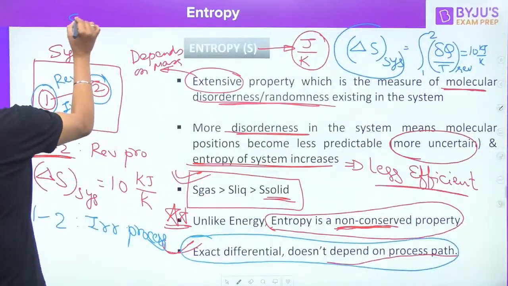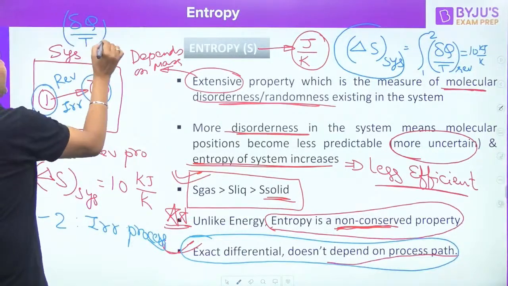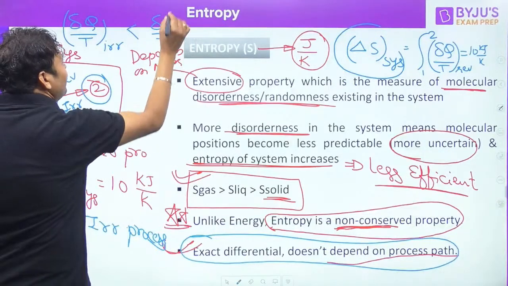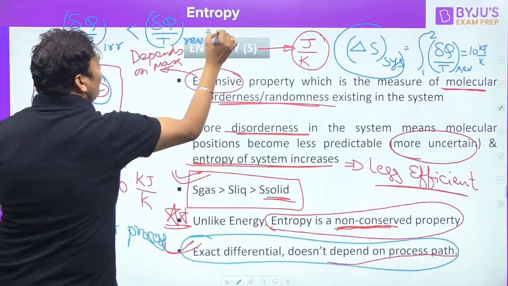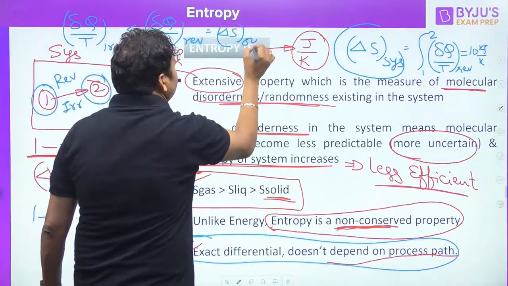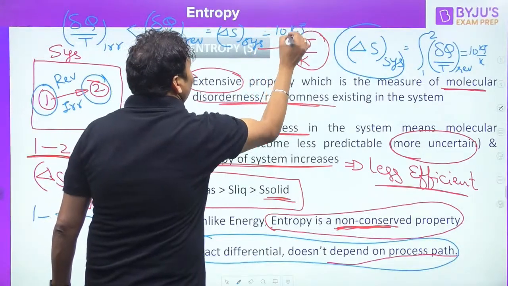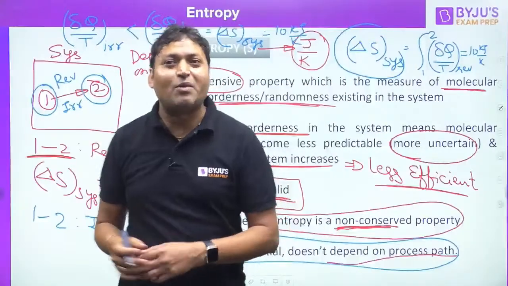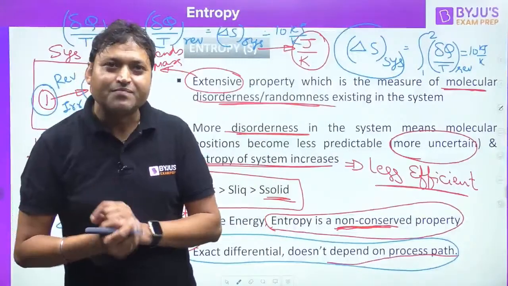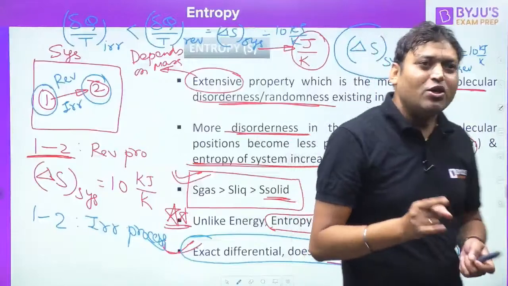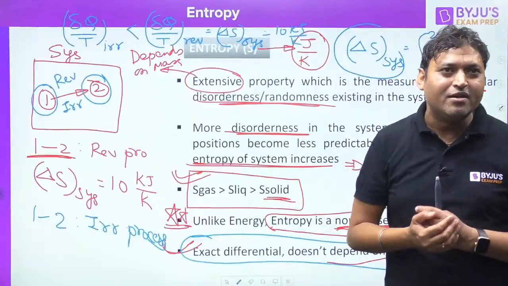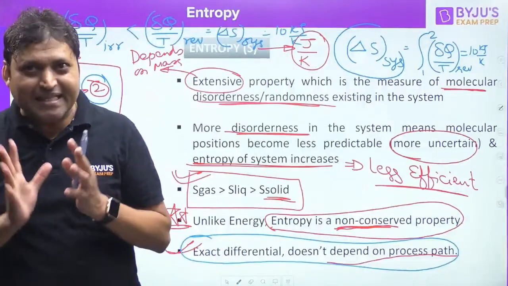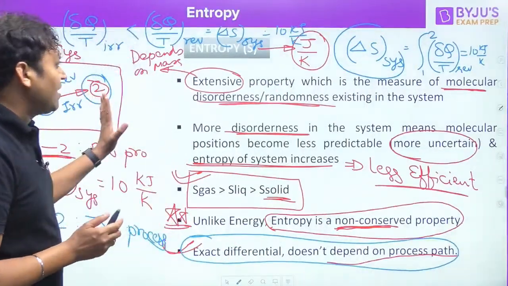We can say del Q by T for the irreversible path between the same points is less than del Q by T reversible, and the change in entropy of the system is equal to 10 kilojoule per Kelvin. If I ask you del Q by T for the irreversible path, your answer will be less than 10 kilojoule per Kelvin. But if I ask you the change in entropy, your answer will be that it remains the same. Is this clear to everyone?